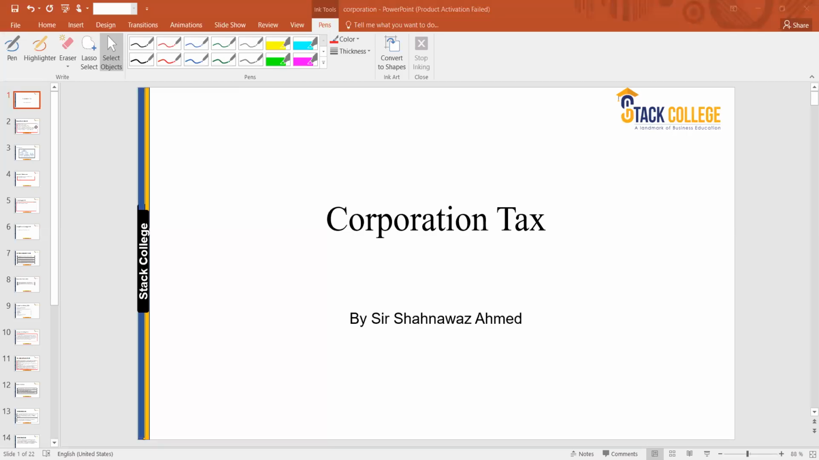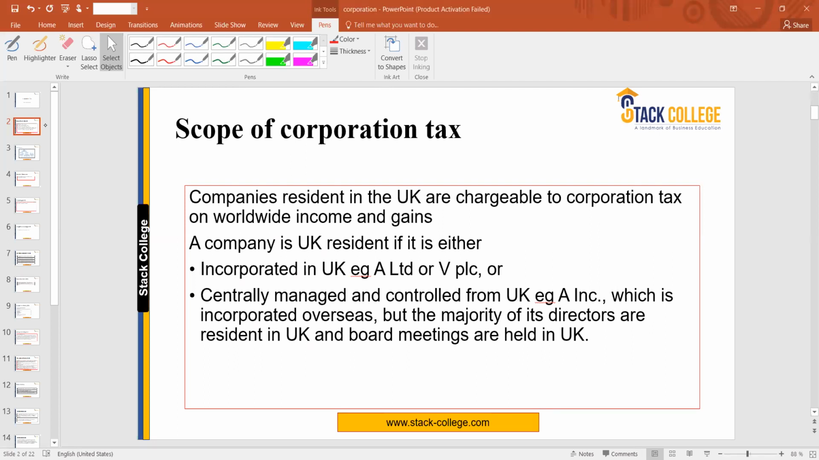So now we'll discuss the corporation tax issues. First of all, one of the issues is the residence status of a company. The rule is that for companies resident in the UK, if a company is classified as a UK resident company, then the company has to pay corporate tax on worldwide income and gains in the UK, irrespective of whether the company is earning in any other country. Tax has to be paid in the UK on UK income as well as the other country's income. So how can we identify a company is UK resident?